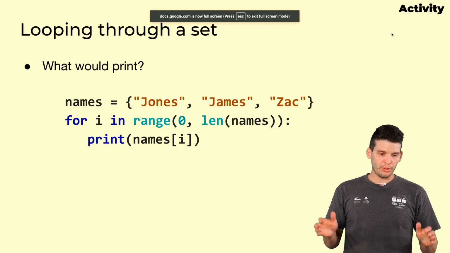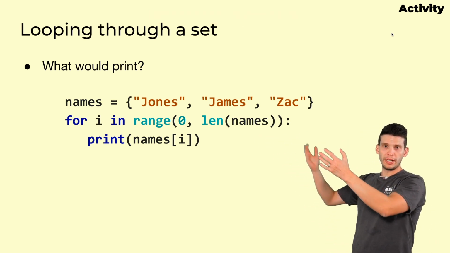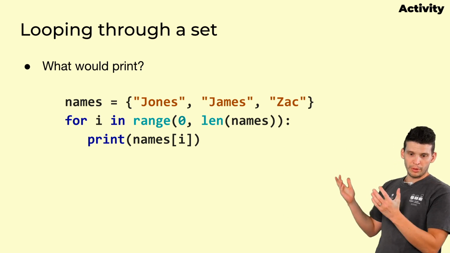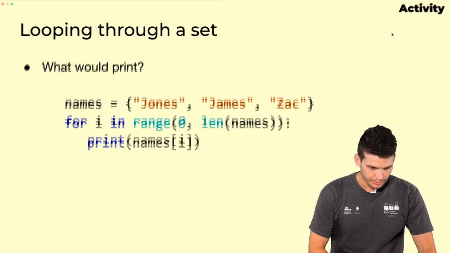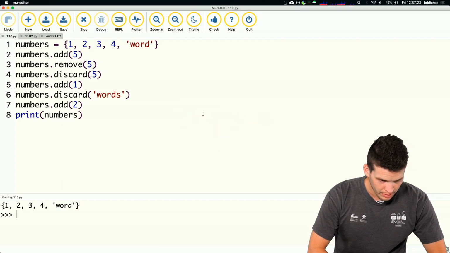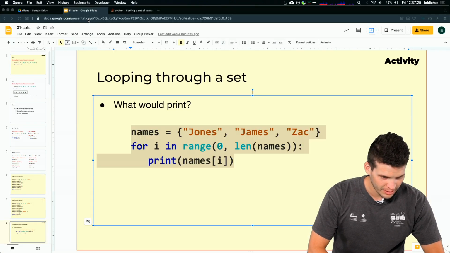Okay, so what would this print? Here's an example of looping code that would loop through a set to print out the answer. So what would this print? So this will print, whoops, stop that.